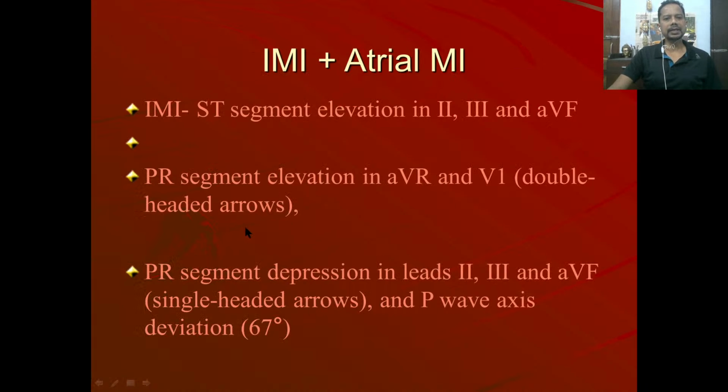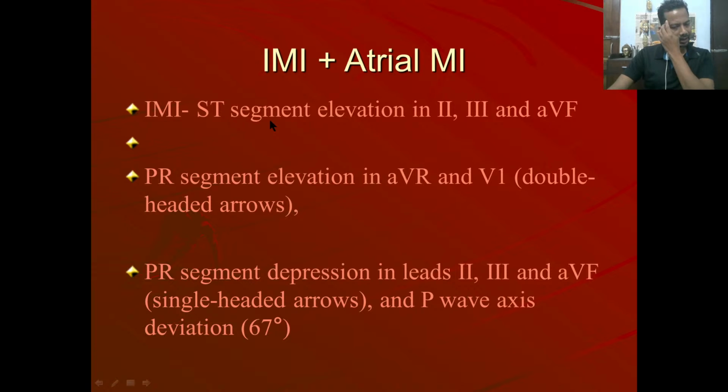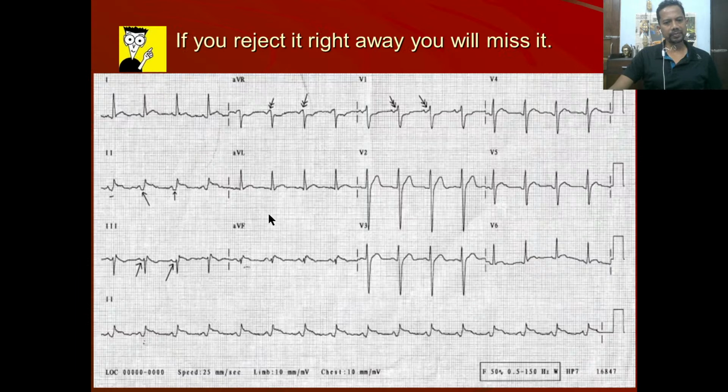So what will you see in atrial MI? There will be ST segment elevation in II, III, aVF because of inferior wall MI, and PR segment elevation in aVR and V1. Okay, where you were seeing double arrows, PR segment. And there is PR segment depression in II, III, aVF.